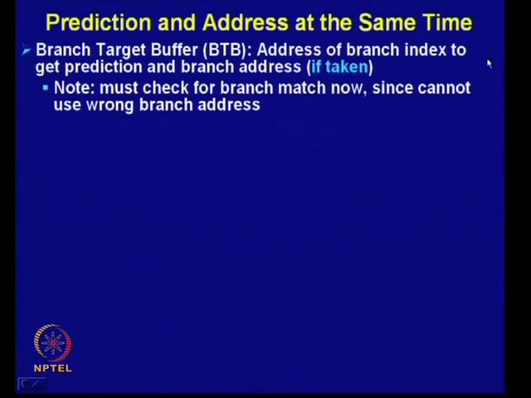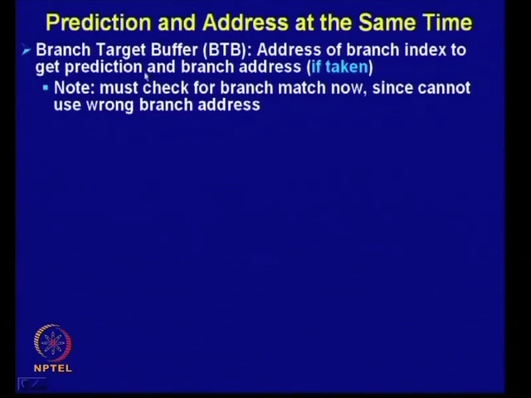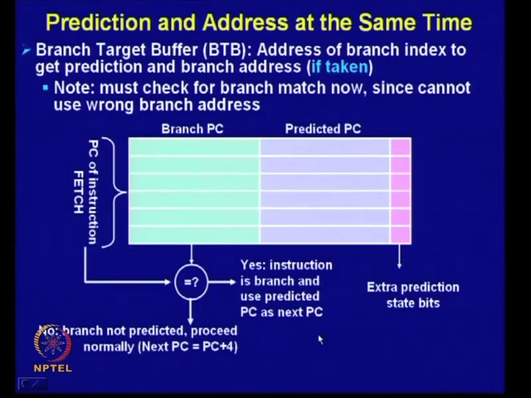So, with the branch target buffer, the address of the branch is used as an index to get the prediction and branch address. You must note that we must now check for a branch match, since we cannot use a wrong branch address. Earlier, the prediction buffer was used without any tag, but in case of the branch target buffer, we have to use a tag, which is conventionally used in cache memories. This is very important, because the branch target buffer must check the branch match, since it cannot use a wrong branch address. So, this is how it is being done.